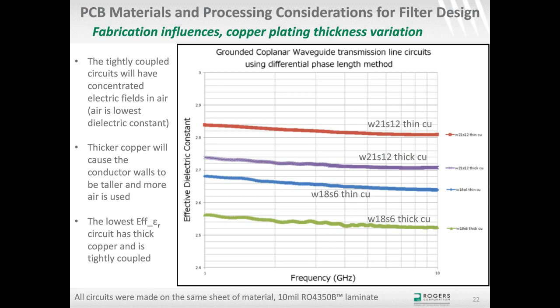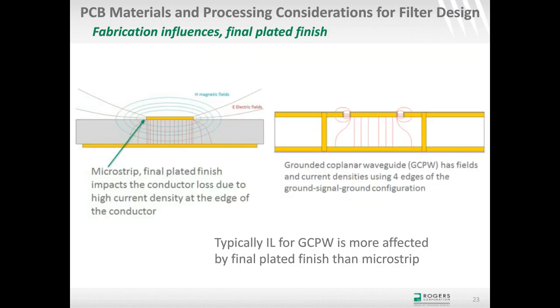Also, if you just compare the same designs only with thick and thin copper, we could look at the green curve and the blue curve, and that's W18S6 thick copper is the green curve, thin copper, blue curve, and there we get a difference of 0.1 in the effective dielectric constant. And again, remember, this is the exact same sheet of material, just the copper effects only made that difference. The copper effects in this case being copper thickness changing. So that's enough for that topic, I think. Let's move on to final plated finishes.